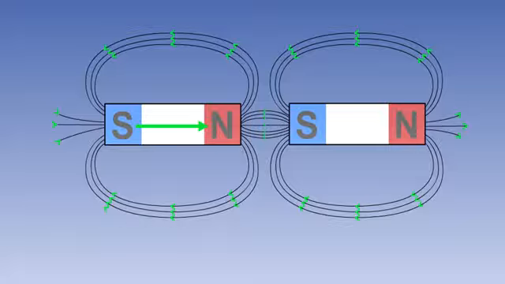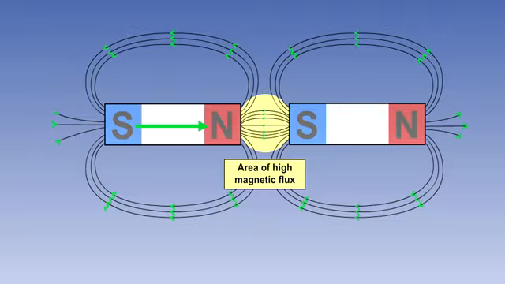Here, two magnets are placed in line, with the north pole of one magnet facing the south pole of the other. The magnets attract each other. If they were not securely fixed in place, they would actually come together. The lines of flux between the two magnets are very tightly packed together. This is because the lines of flux from the two magnets are reinforcing one another to create a dense area of magnetic flux.